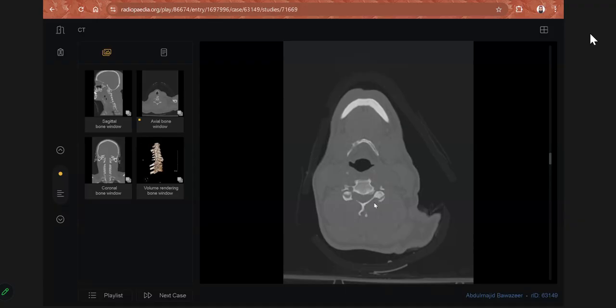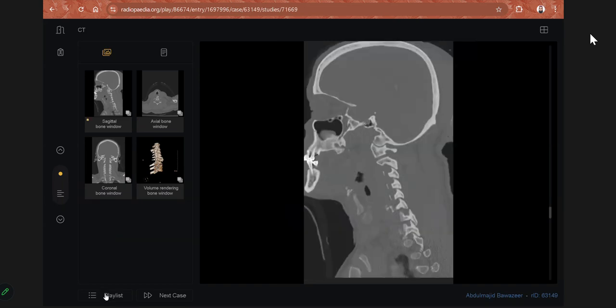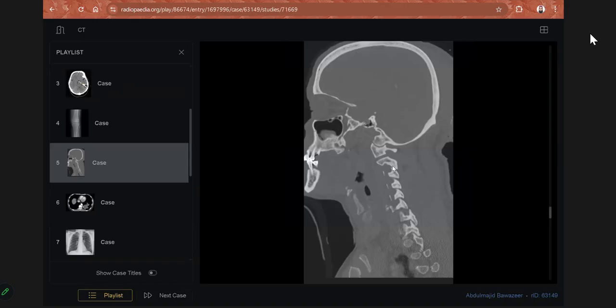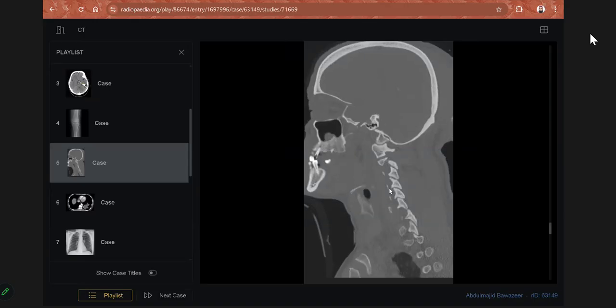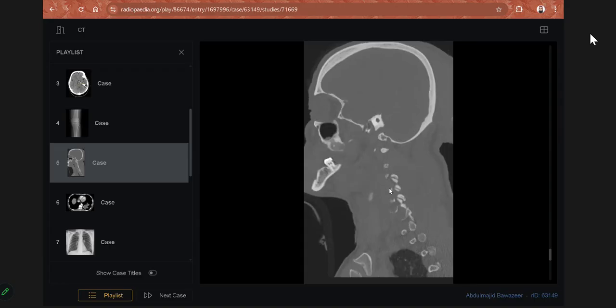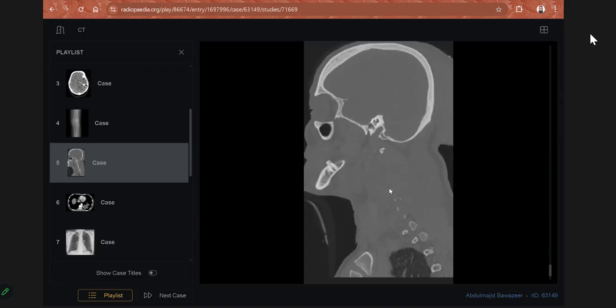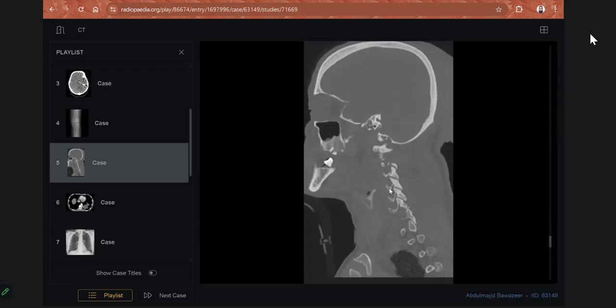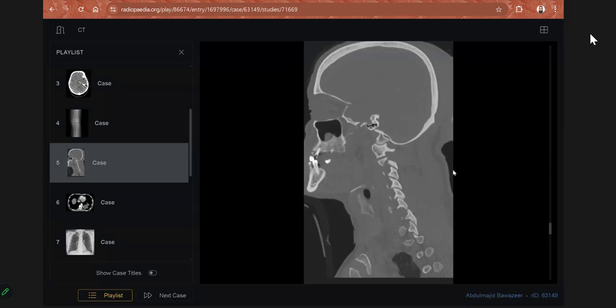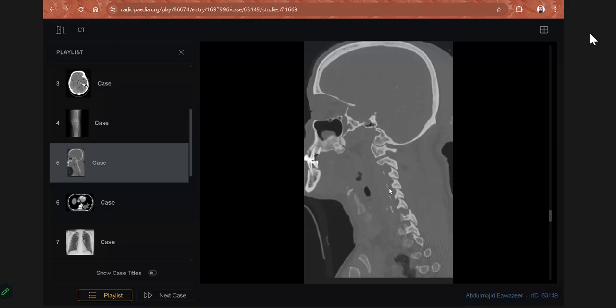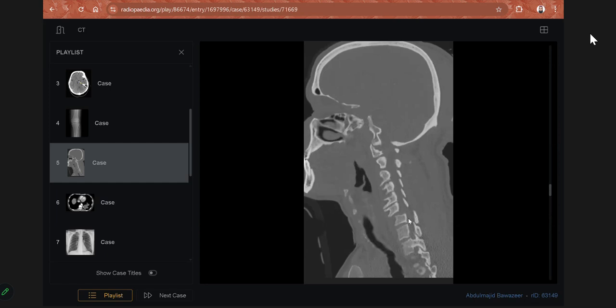I would like to see a sagittal bone window. Okay, sure. Now you can see the sagittal. Yes, sir. Okay, I am seeing the sagittal images now. I could appreciate that there is a locking of the facet joints seen at the mid cervical level. I think it's perching of the facets because it's seen posteriorly.